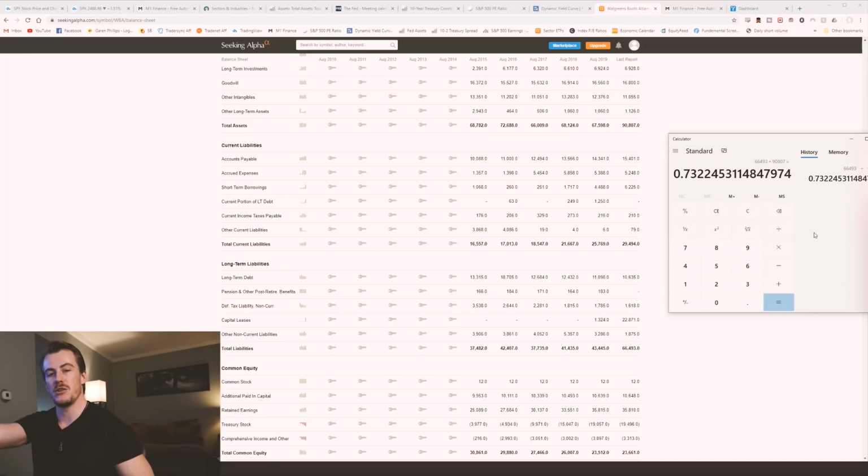If that ratio starts reaching 1-to-1 or higher than 1, it means they have more debt than they do assets to pay off their debts. And that's a very dangerous place to be during a recession. So the lower this number is, the better.